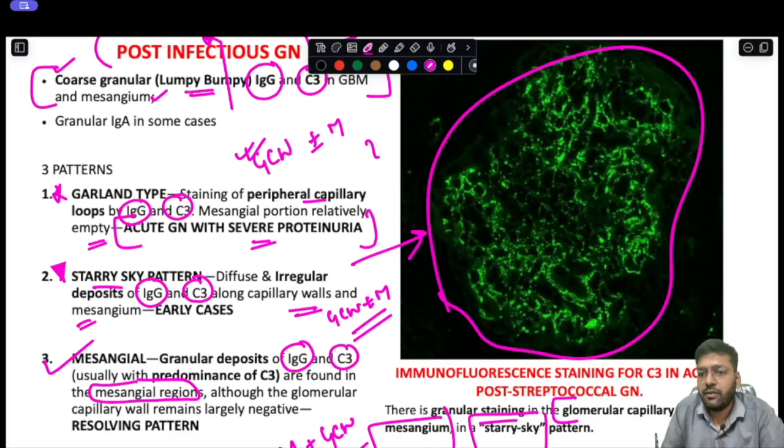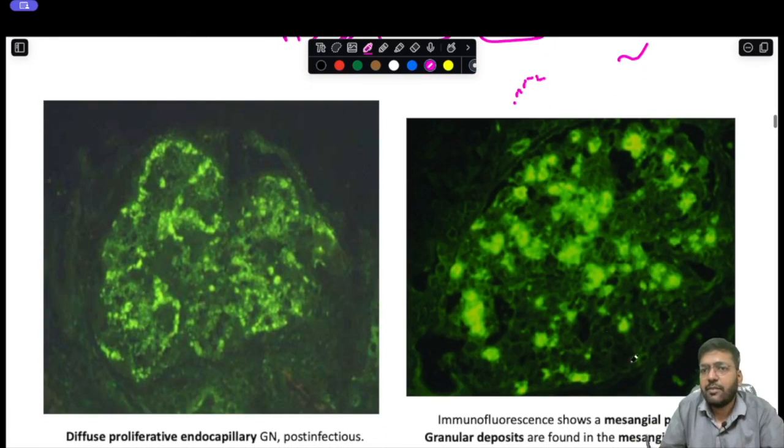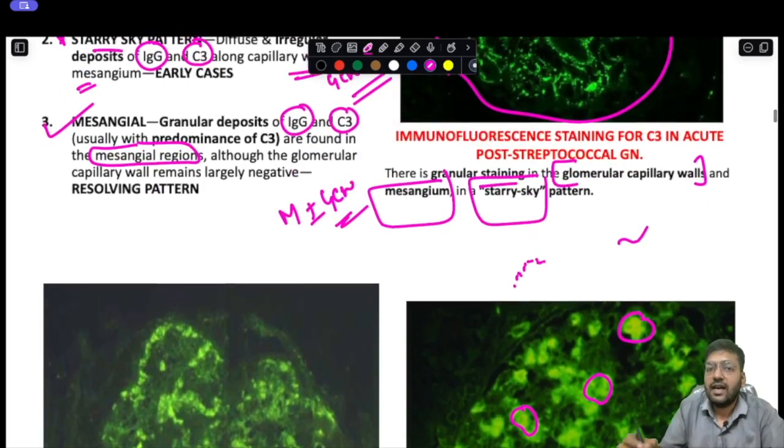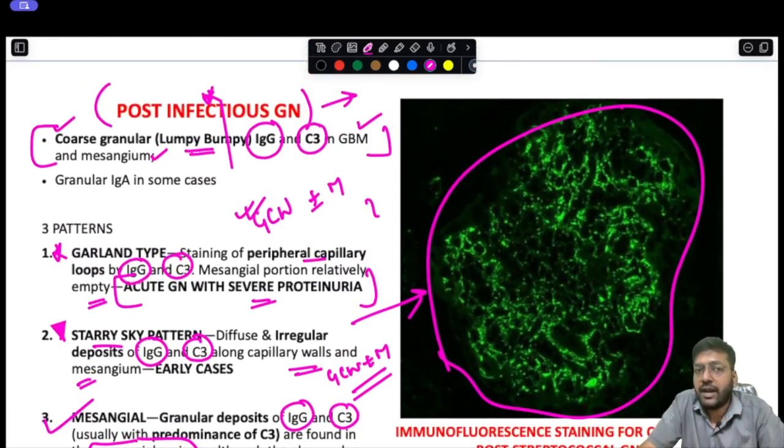Okay, so if you see over here, you can see that the capillaries are not stained. Rather, there are blobs and dense deposits in the mesangium. So immunofluorescence is showing a mesangial pattern, but this mesangial deposition is completely granular in nature. Granular deposits are found in the mesangial region, although the glomerular capillary wall remains largely negative. So this is about the immunofluorescent pattern in post-infectious glomerulonephritis and the three patterns that we see over here.